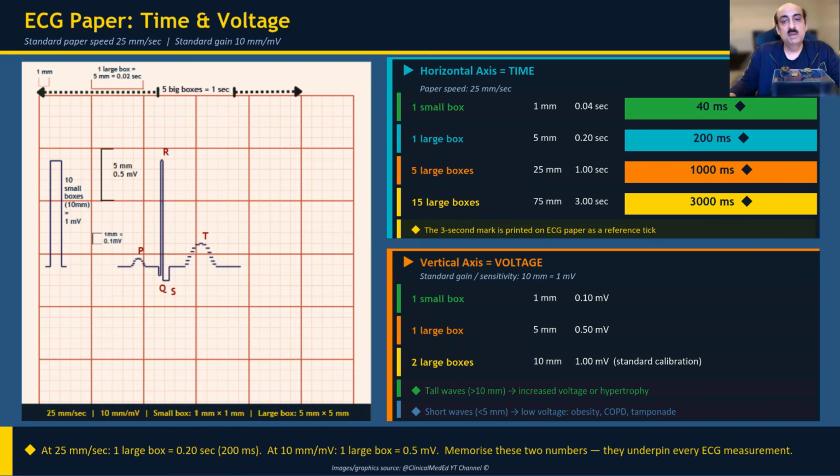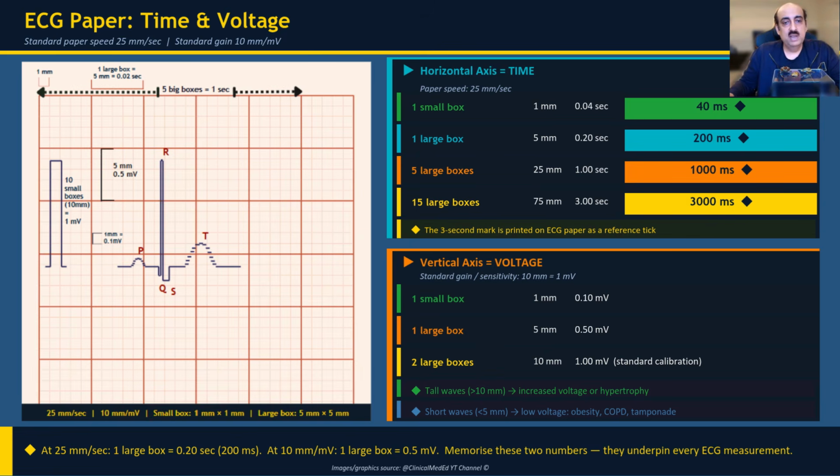If you multiply by 5, 5 small boxes which make one large box will be 5 millimeters or 0.2 seconds, so 1/5 of a second. That's why 5 large boxes will become 0.2 times 5, which is 1 second. And if we have a rhythm strip of 15 large boxes, that would indicate 3 seconds. So it will have a bearing on how we calculate the rate later on.